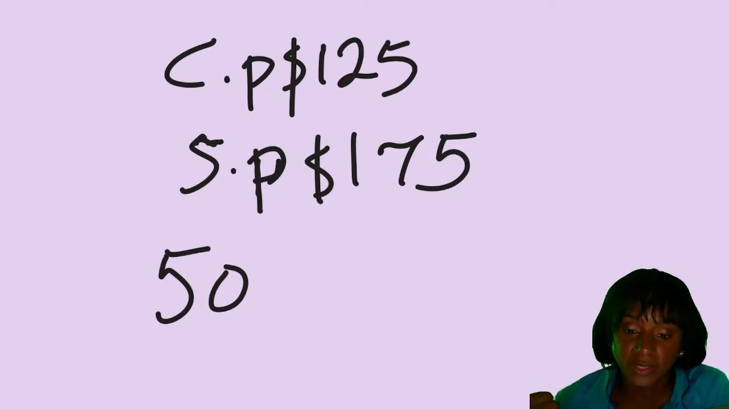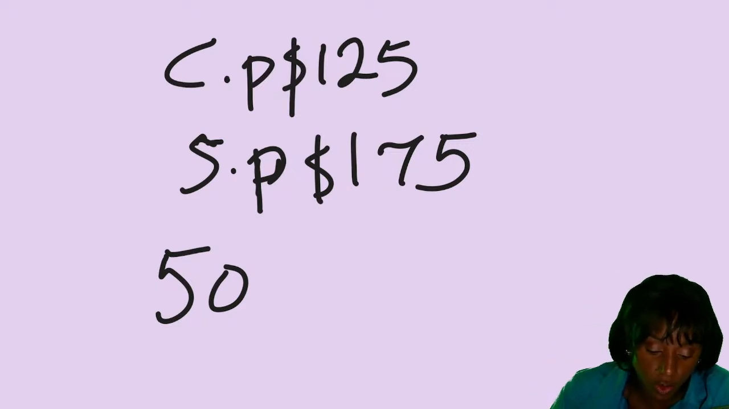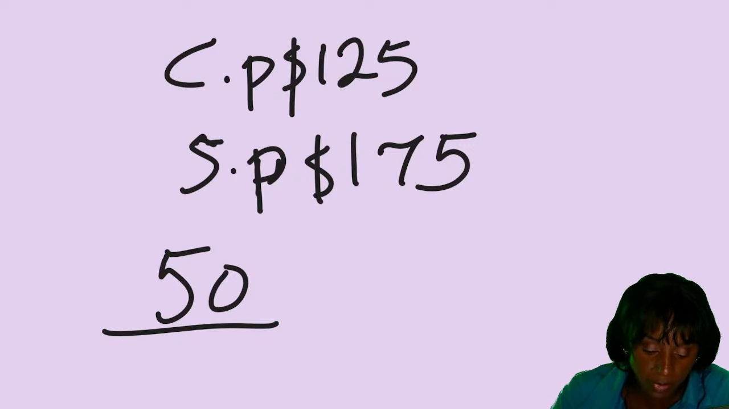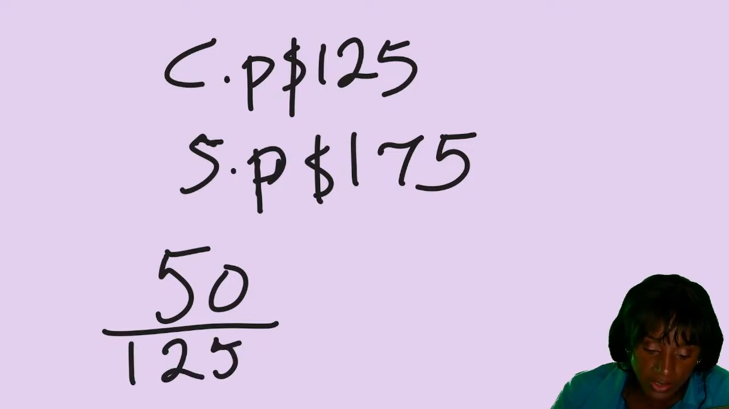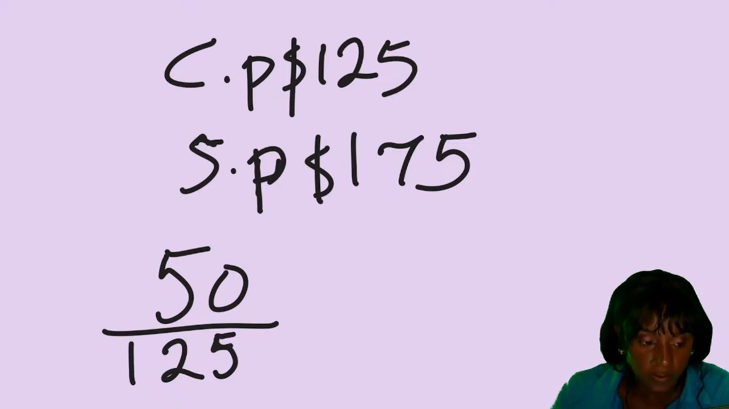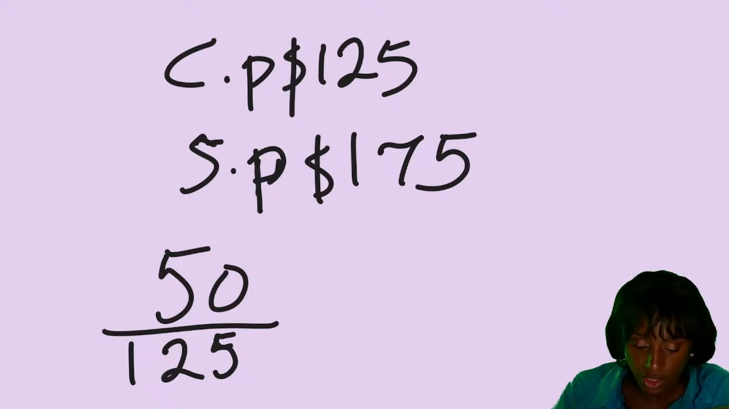Now, profit percentage and loss percentage will always be calculated over the cost price. Remember that. Your profit percentage and your loss percentage is always out of your cost price. So 50 out of 125. They said percentage, so you have to multiply this by 100.